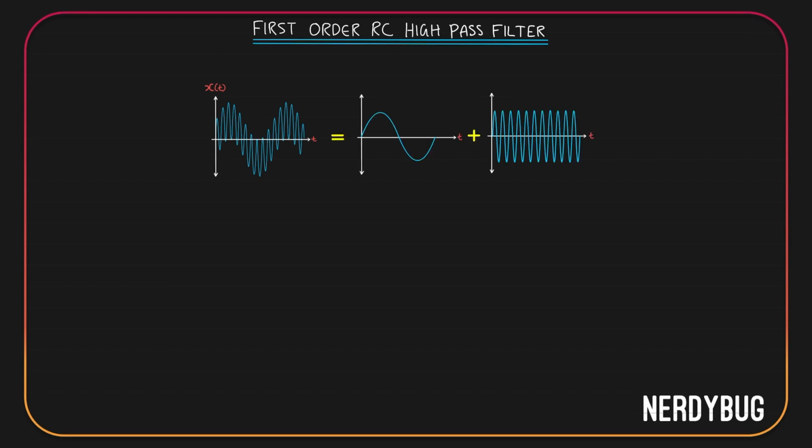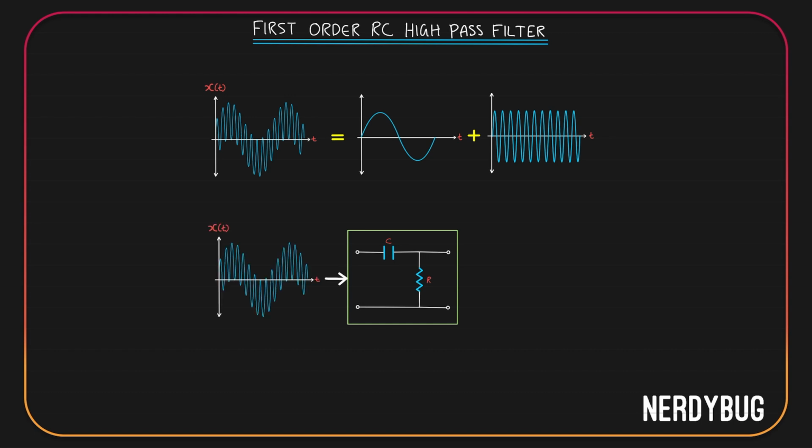Now, let's take a high pass filter. I am going to give x of t as an input. x of t is the sum of a low frequency signal and a high frequency signal. The low frequency component will experience high reactance from the capacitor and the high frequency component will experience less reactance. So in the output, we will only get the high frequency component.